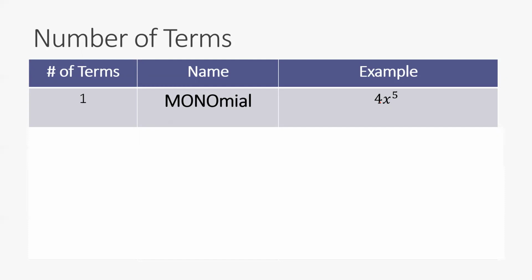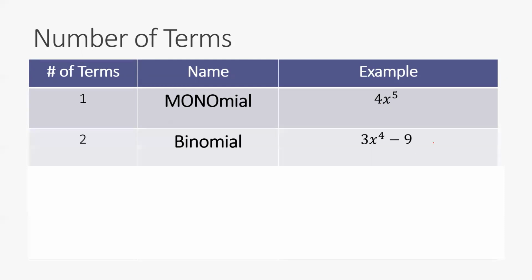There's nothing added or subtracted to it. So this is called a monomial. So mono meaning one, and then we have the nomial. So monomial means one term. Okay, this next one, I have two terms, 3x to the fourth and -9. So remember, terms are separated by an add or subtract. So I have two separate terms here. So two terms is called a binomial, bi meaning two. So binomial, two terms, one add or subtract.